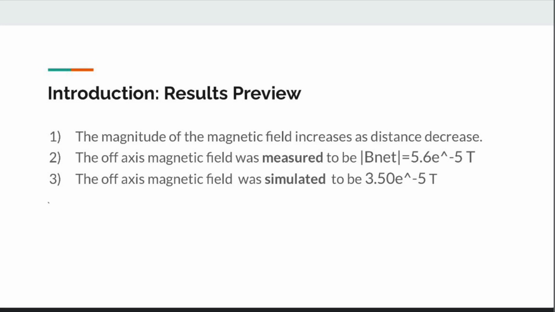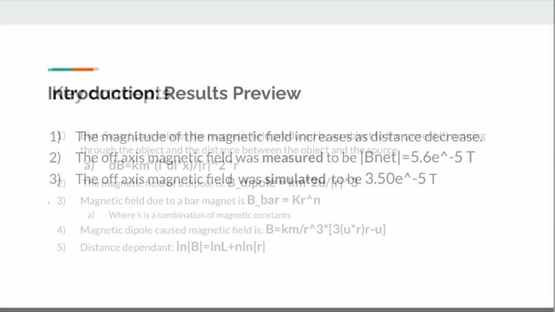1, the magnitude of the magnetic field increases as distance decreases. 2, the off-axis magnetic field was measured to be 5.6 times 10 to the negative fifth, and the off-axis magnetic field was simulated to be 3.5 times 10 to the negative fifth.